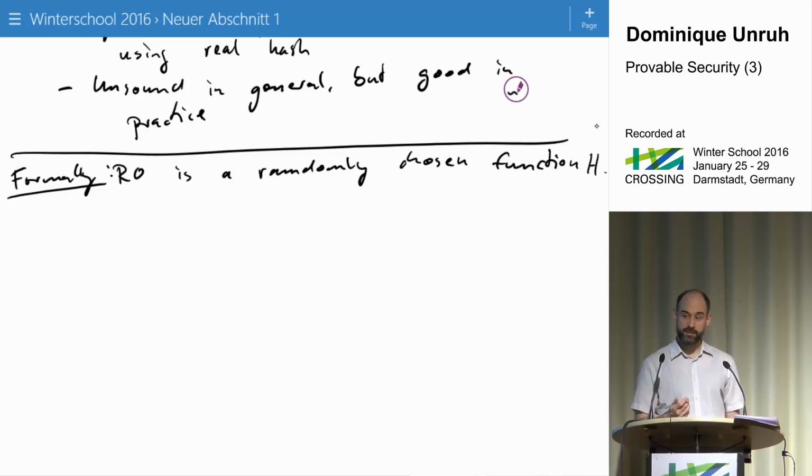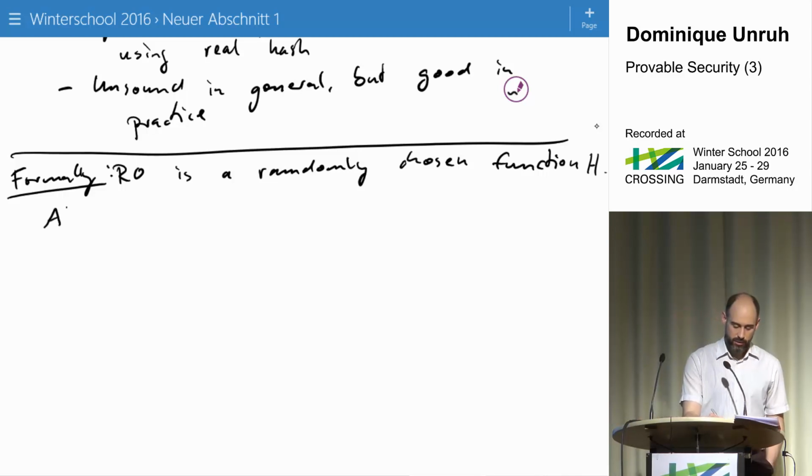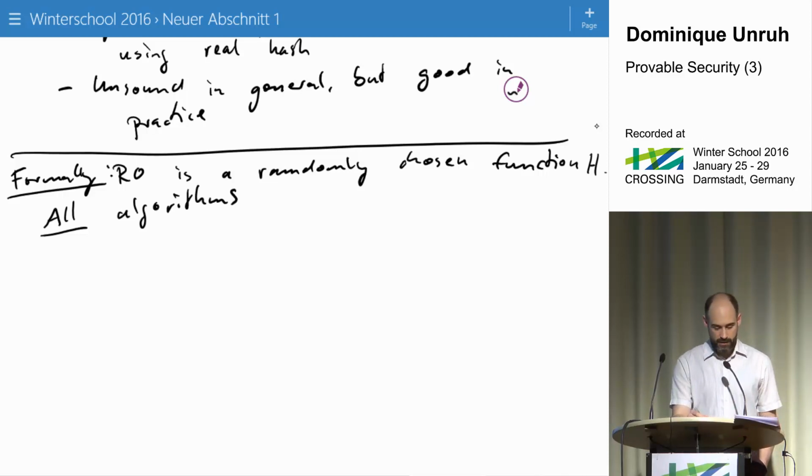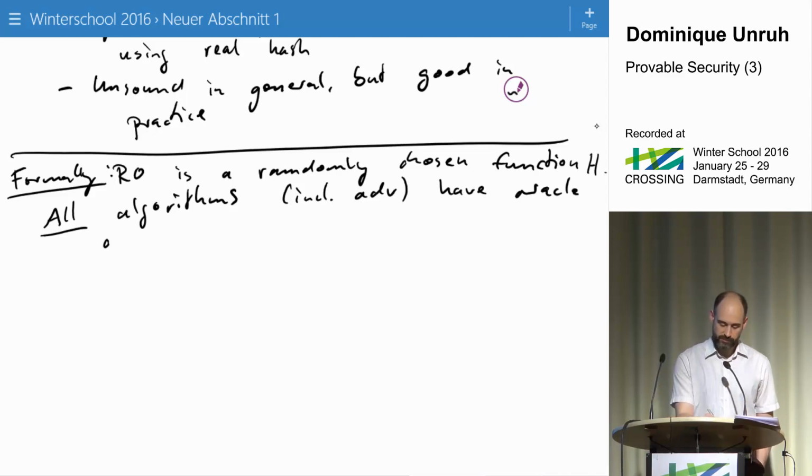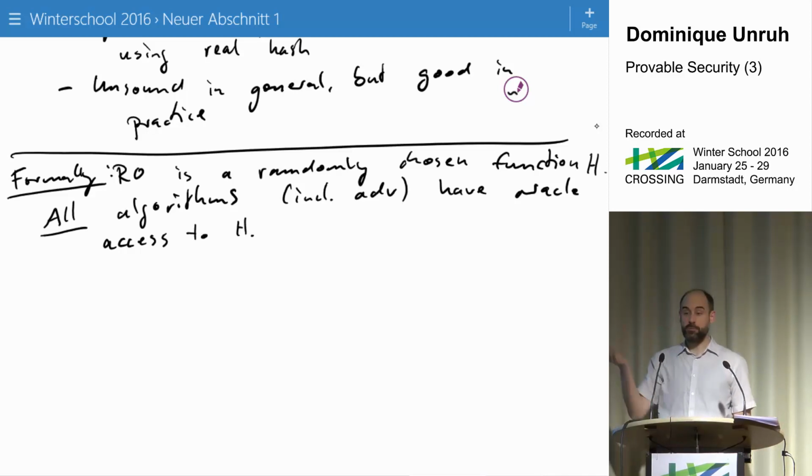And in the analysis of the protocol, we say that all algorithms, including the adversary, this is important, have oracle access to H. Why do we model it that way?